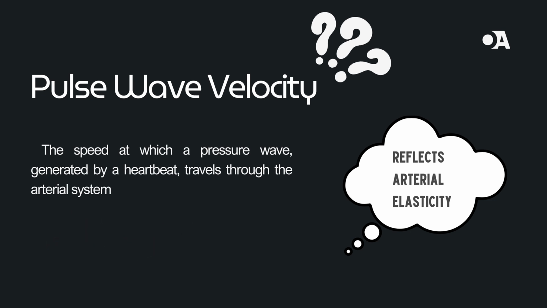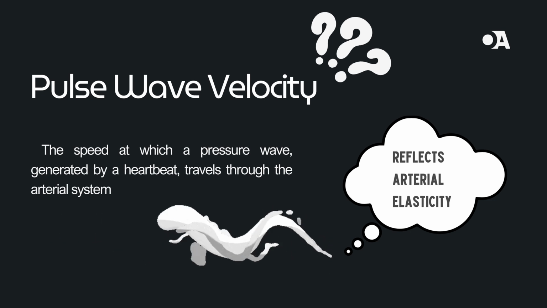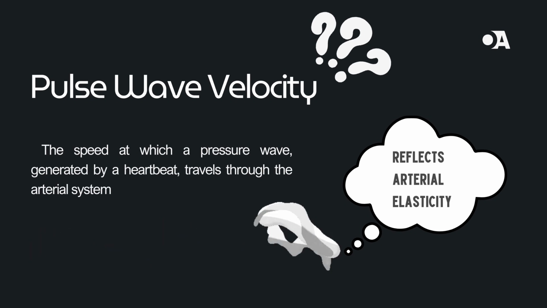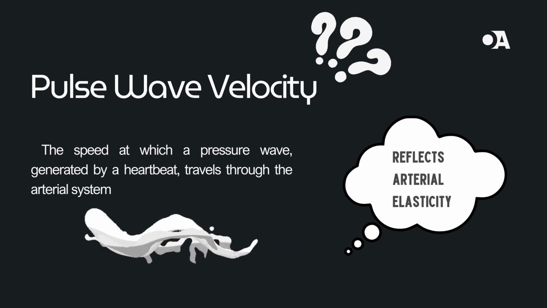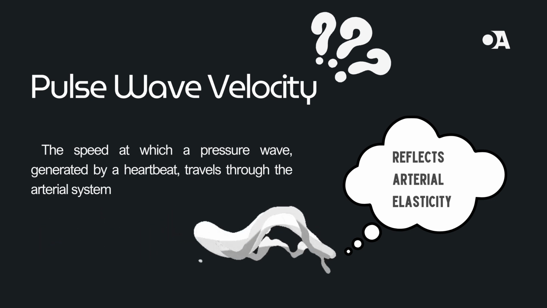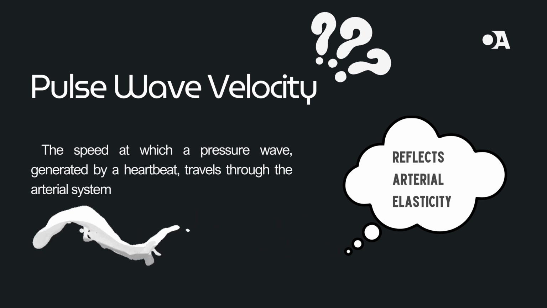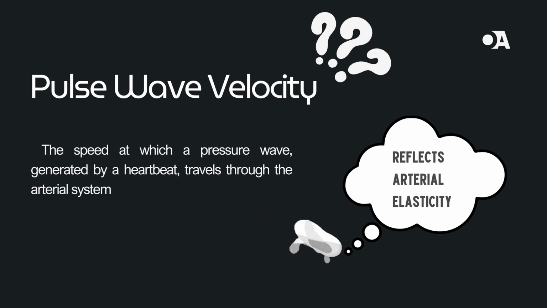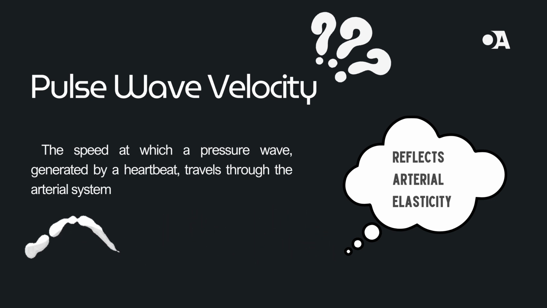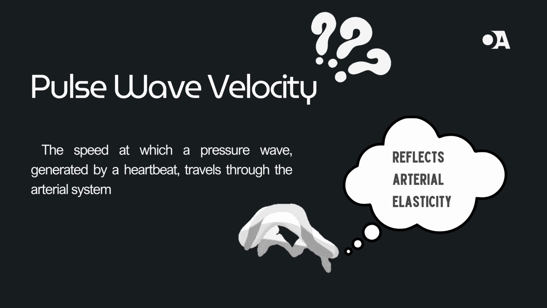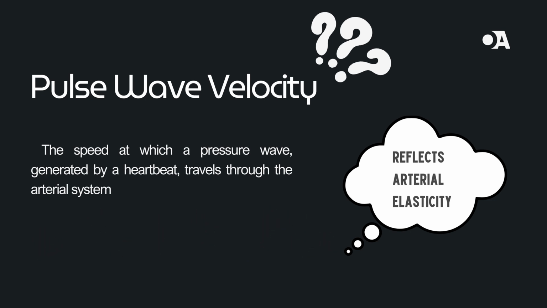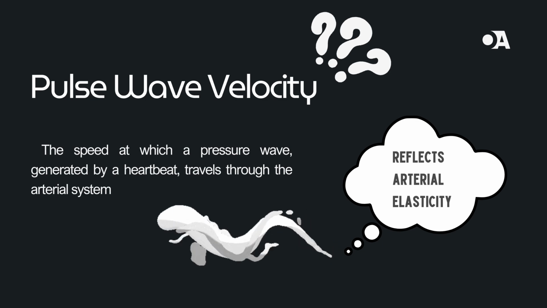Let's start with the basics. Think of a pressure wave traveling through your arteries every time your heart beats. That's pulse wave velocity. It's a measure of how fast this wave travels, and it tells us how stiff the arteries are. In healthy, elastic arteries, the wave travels slower because the arteries absorb some of the pressure. But in stiff arteries, the wave moves much faster. And this matters because arterial stiffness is linked to higher risks of heart problems and stroke.